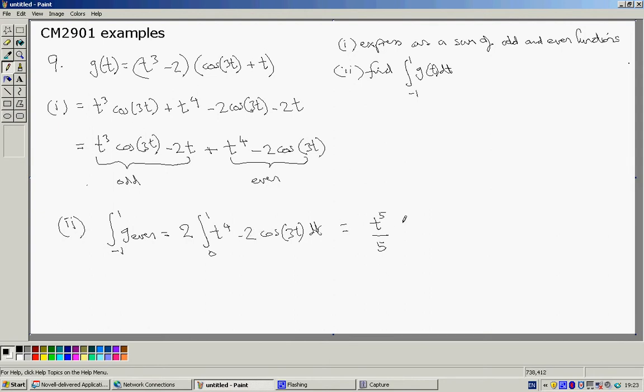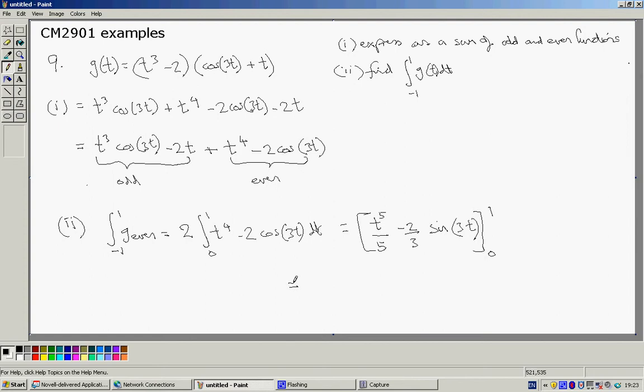Integral of minus 2 cos 3t, we'll put the minus 2 down straight away. We need to divide by the multiplier of t, so minus 2/3, and integral of the cosine term is a sine, and the argument doesn't change, it stays as 3t. Square brackets, now we've done the integration, and put the limits on the right hand side.